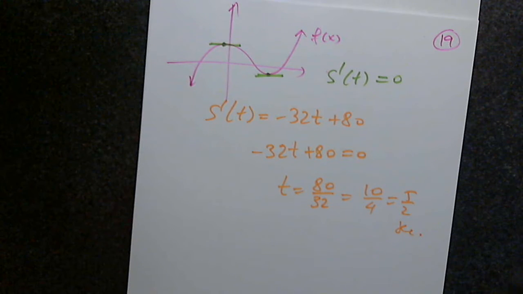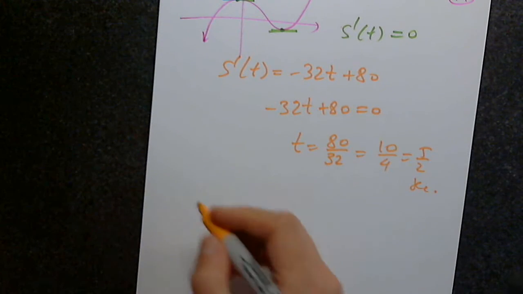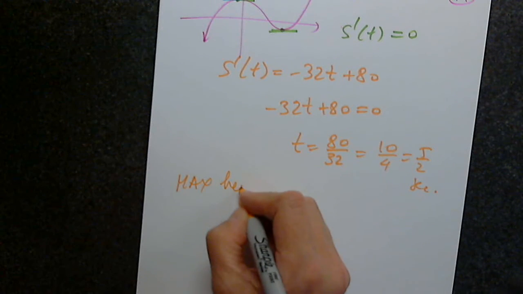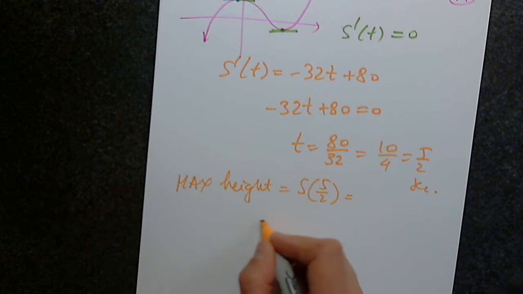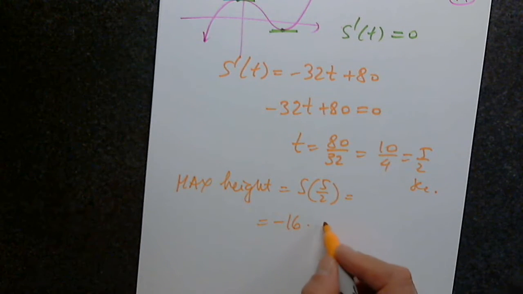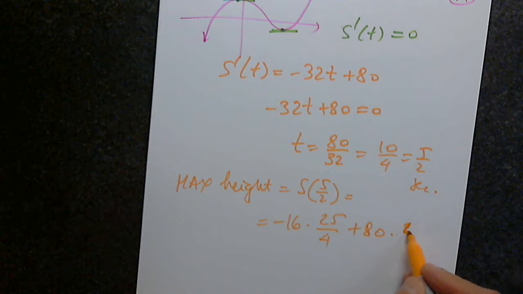Okay? So now it says, one more time, what is the maximum height? So I only determined how long it takes until it reaches the maximum height, but I did not determine the maximum height. So the maximum height is s of 5/2, which is negative 16 times 25 over 4 plus 80 times 5 over 2. That's how I get the maximum height.